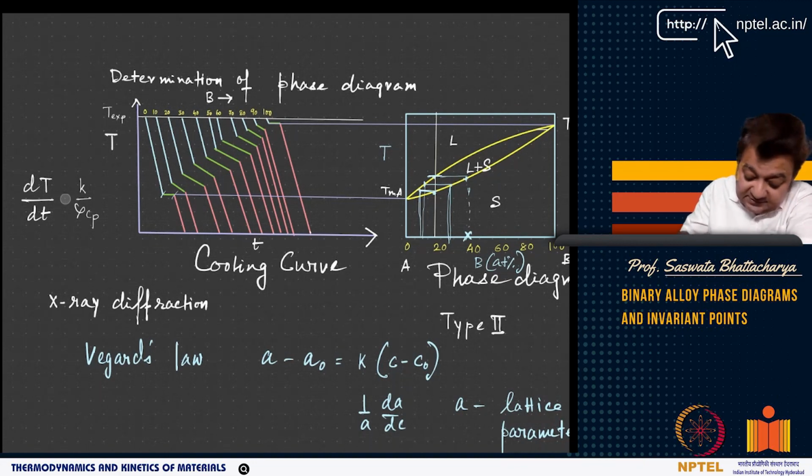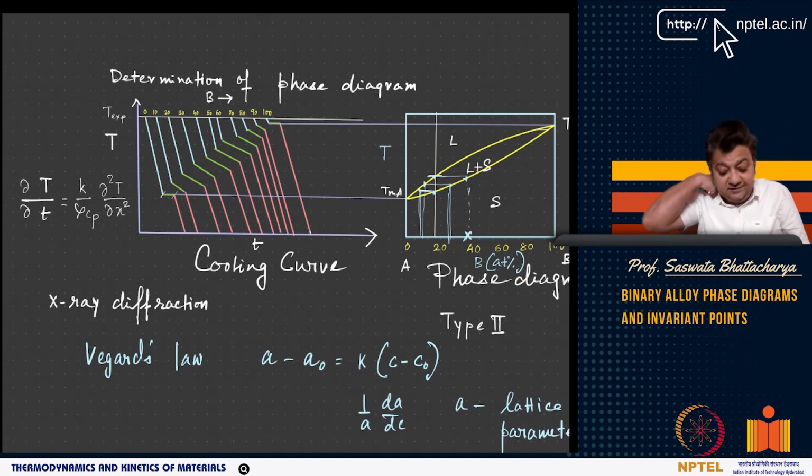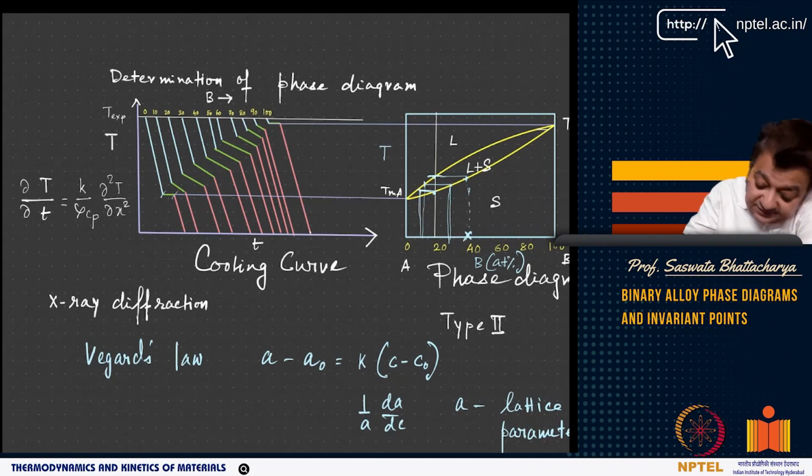Sometimes this itself can be a function of position, but if you do not assume it to be a function of position, you can write dT/dt equals alpha del squared T, where alpha is K by rho Cp. This can be like del squared T by del x squared if I look at this as a 1D problem, but it may not be 1D; it can be a full-blown 3D problem. This is a heat transfer equation.